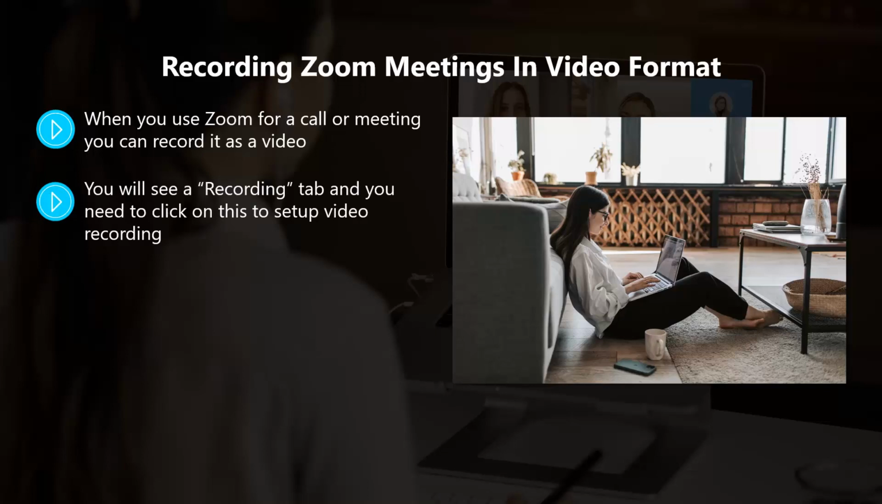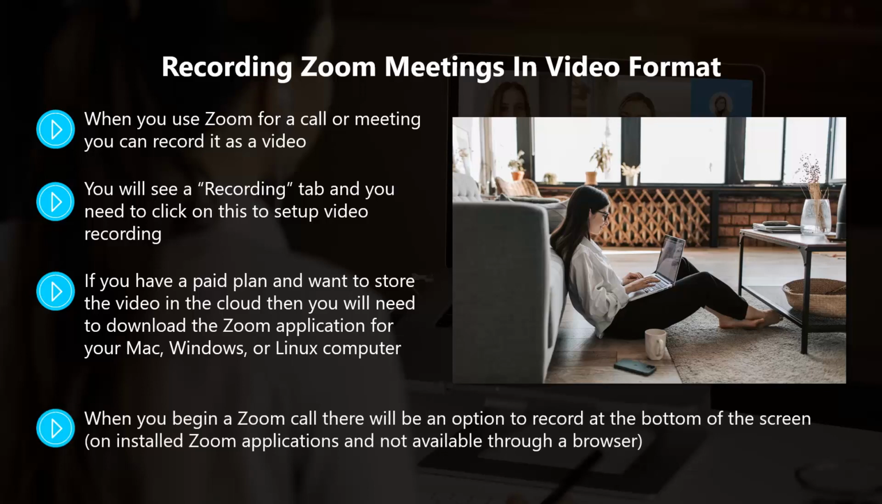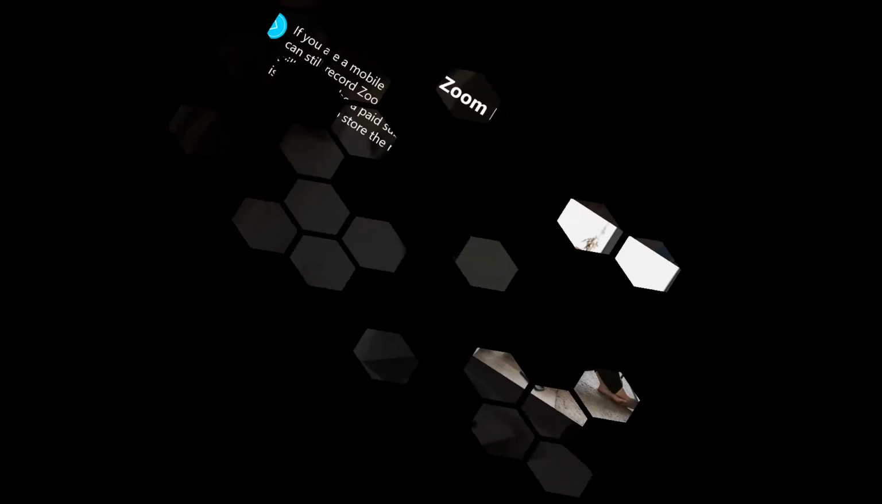To actually record the call, you will need to choose from storing the recording locally on your computer or storing in the cloud. You will need to be on a paid plan to store in the cloud. If you have a paid plan and want to store the video in the cloud, then you will need to download the Zoom application for your Mac, Windows, or Linux computer. When storing in the cloud, the video file, audio file, and text for chat is all recorded in the Zoom cloud. When you begin a Zoom call, there will be an option to record at the bottom of the screen on installed Zoom applications and not available through a browser. If you do not see this option, then you need to check your settings to see if you have set up recording. The videos are recorded in MP4 format.